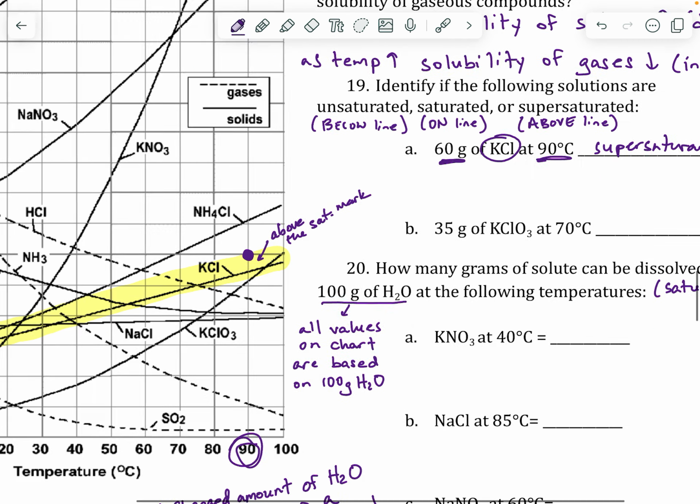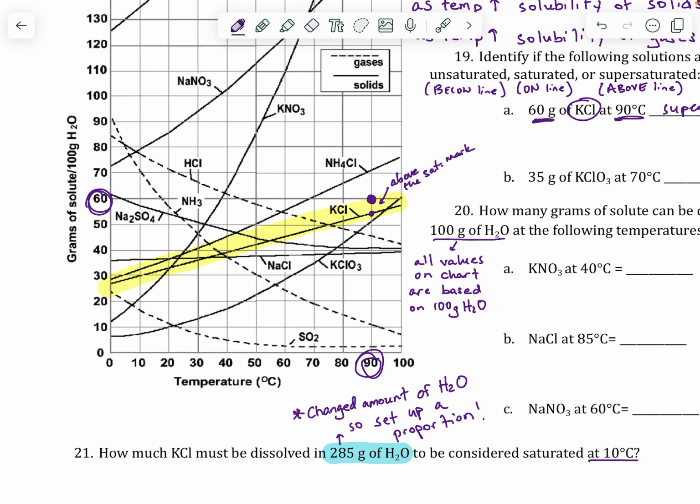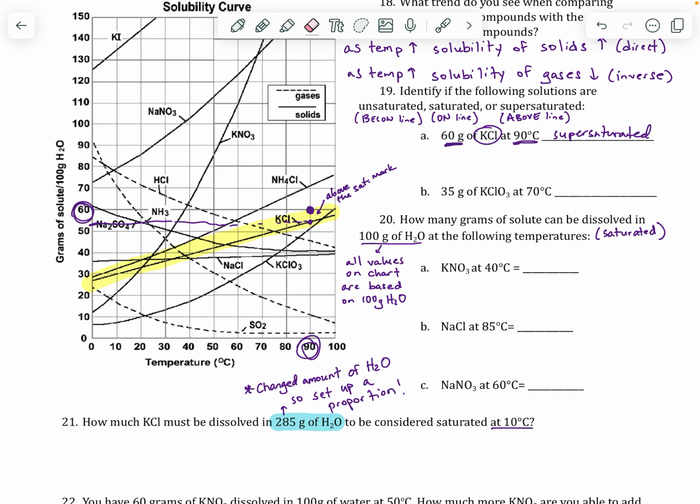And it's super saturated. Therefore, what I can also do is ask a follow-up question. If the point on the line is saturated, and let's say it's about 55 grams, I can ask you, since it's supersaturated, how much would precipitate out? So I take how much I have, which is 60, and subtract what the saturation would be, and I would know that 5 grams would precipitate out. So those are the types of questions that you could be asked regarding the saturation of these substances.